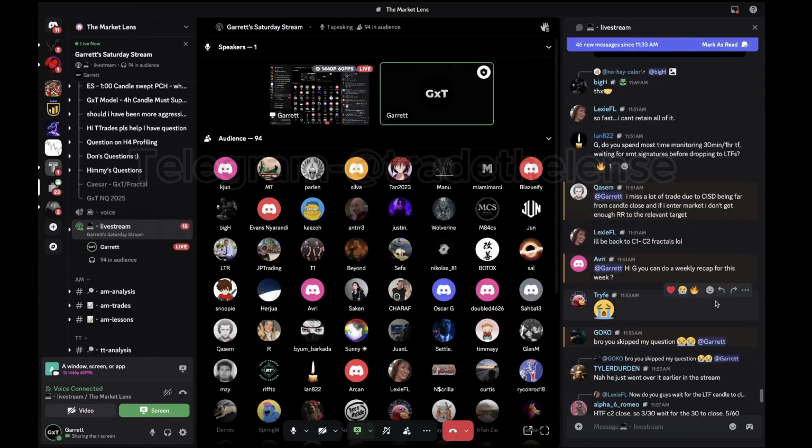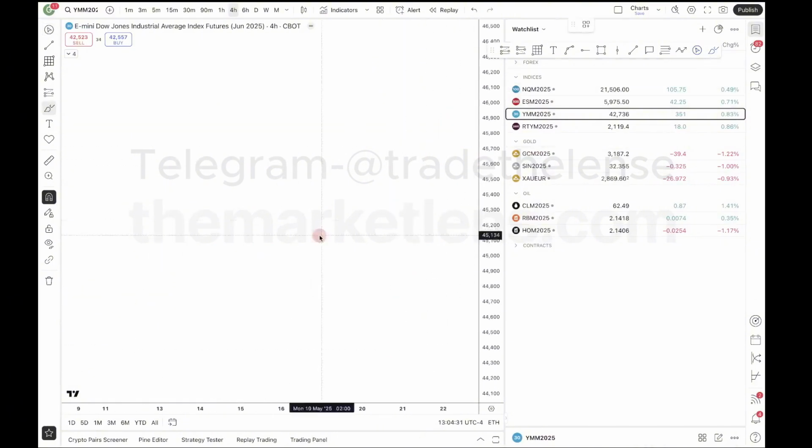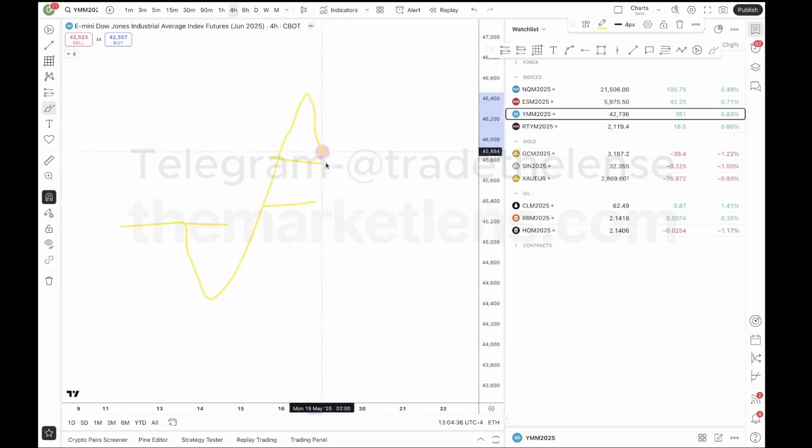I miss a lot of trades due to the CSD being far from candle close, and if I enter at market, I don't get enough RR. Oh, I see. There are a couple of different things you can do. Let's say this is your CSD like this. I know what you're talking about. Maybe there's a fair value gap here. You could enter on the fair value gap, because the reversal is already confirmed. Another thing you can do is wait for a lower time frame candle 2 to enter from the fair value gap, so extra confirmation. That's in TJ's course. Or you can just wait for a smaller-ranged opposing candle.